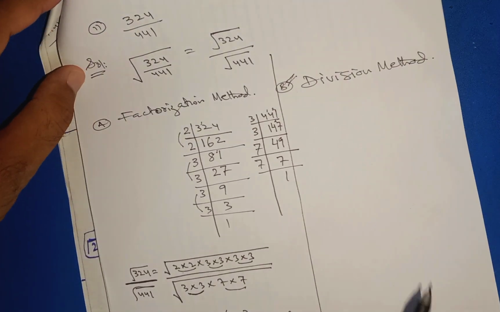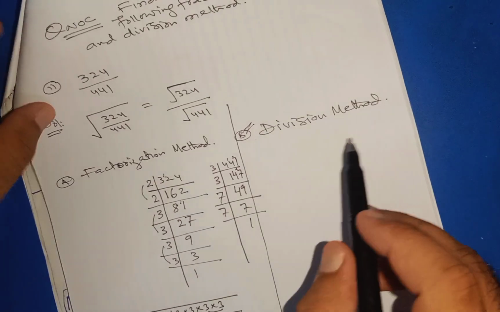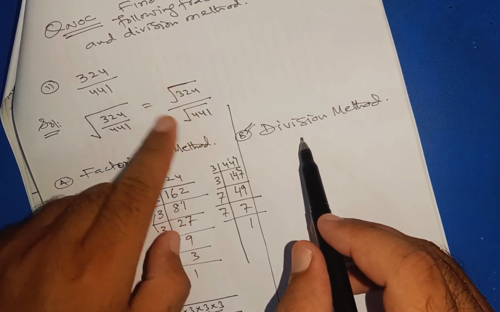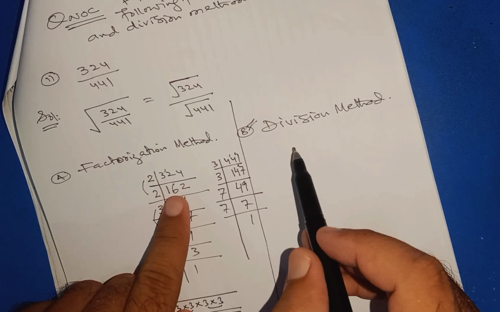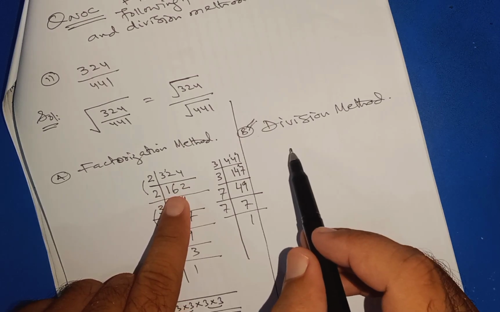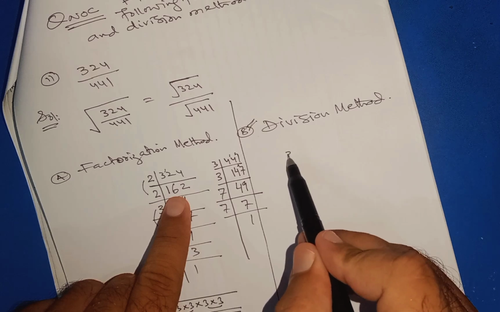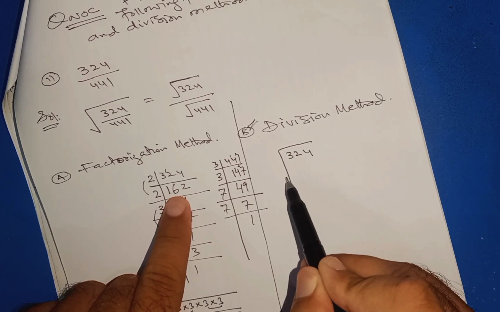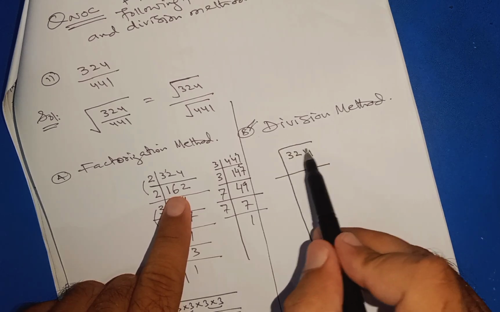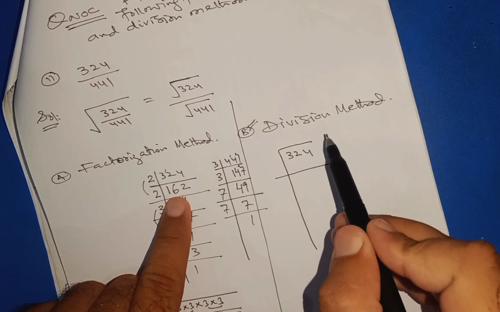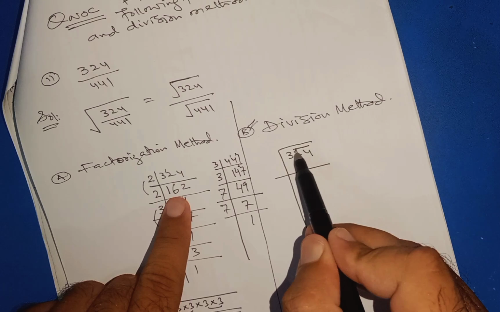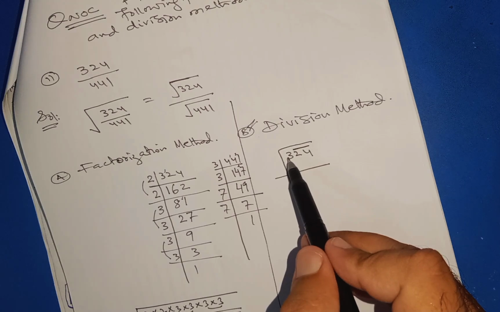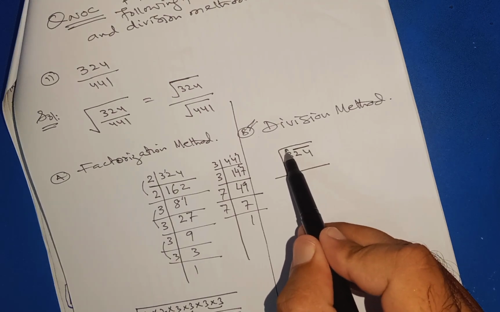Now we will go for the division method, and let's see how this works. In the division method, you will use the same pattern, but let's see what we are getting. Now we will write 324 and then put a symbol like this. The first step is you will start making pairs of these numbers. So I will start from right to left. This one is a pair, and this is left. It has no other digit to make a pair, so we will write a cap over it.